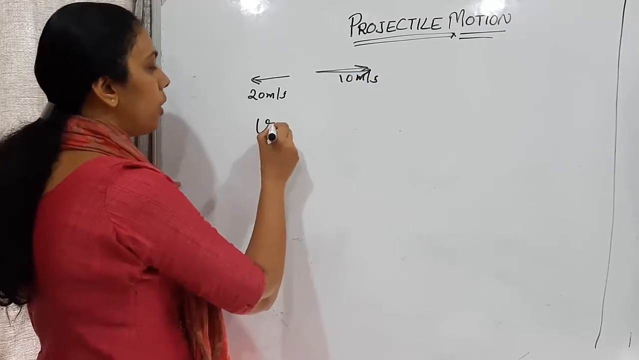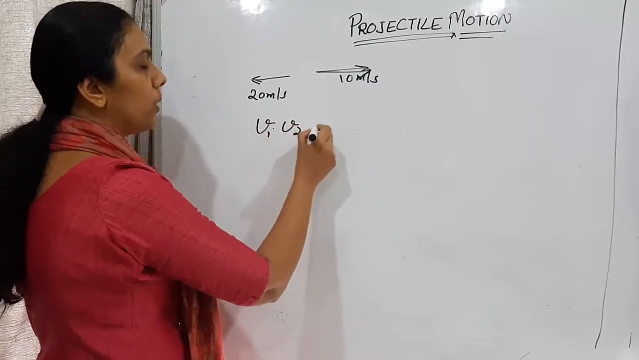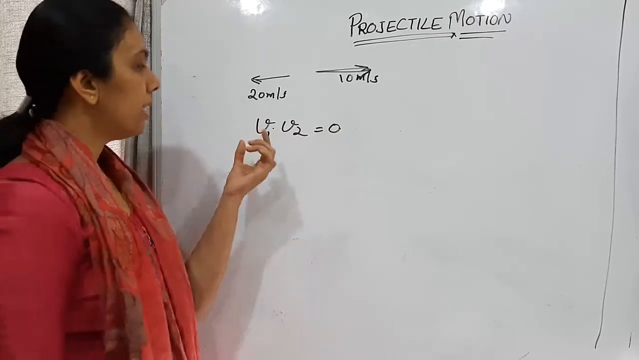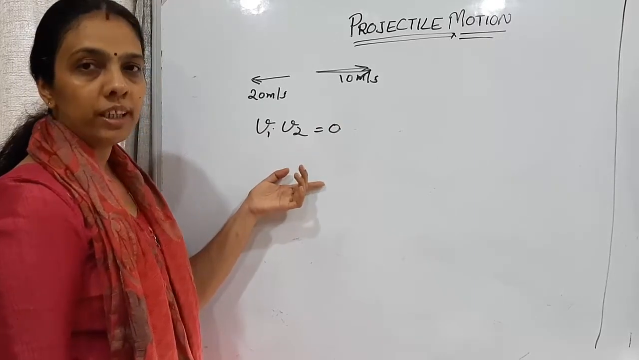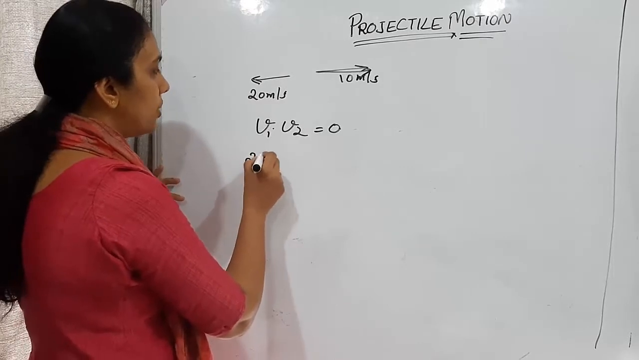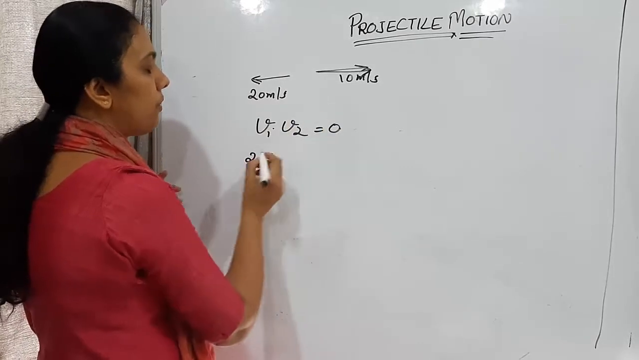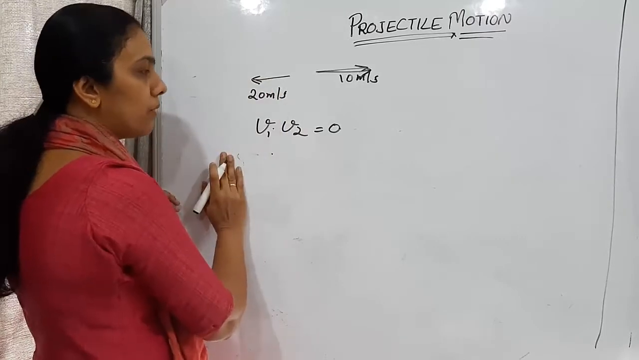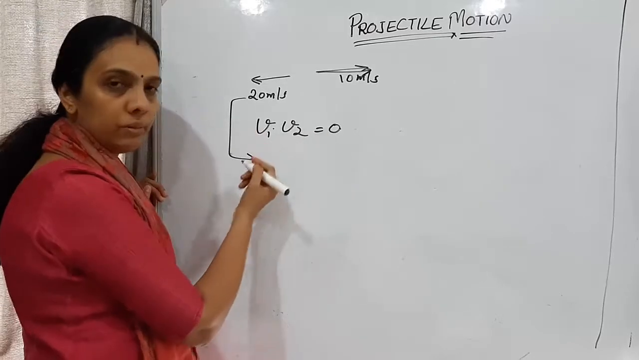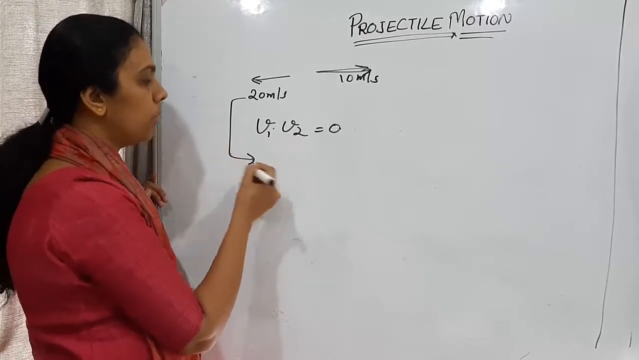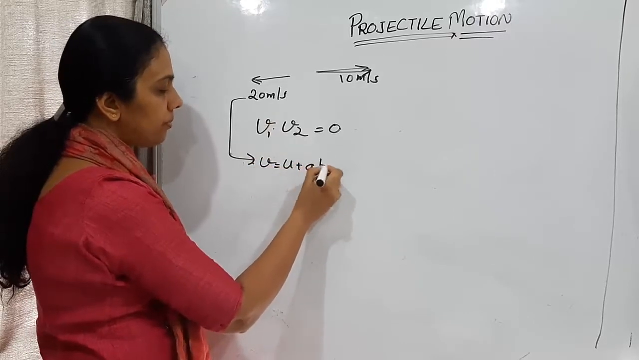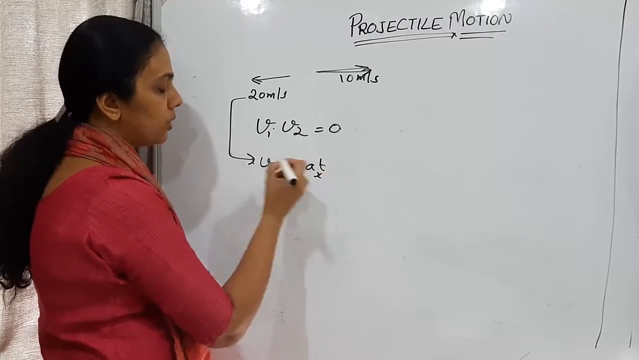So v1 dot v2 equals 0. If both vectors are perpendicular, then their dot product will be equal to 0. So here we can write 20 i dot. How can we find the final velocity in these two cases? After time t, we don't know at what time it will be mutually perpendicular. So what should we do? V equals u plus at, so ux plus ax into t.